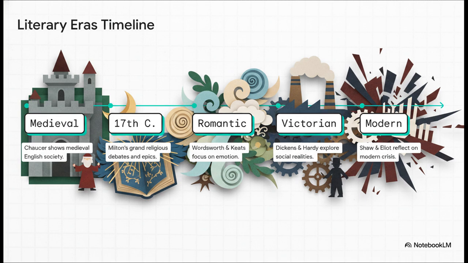See, literature doesn't happen in a vacuum, does it? Each era directly reacts to the previous one. We move from the rigid medieval structures of Chaucer to the grand religious debates of Milton, then to the emotional rebellion of the Romantics, crashing into the harsh reality of the Victorians, and finally shattering into the modern crises. Keep this map in your head. It is your ultimate anchor.